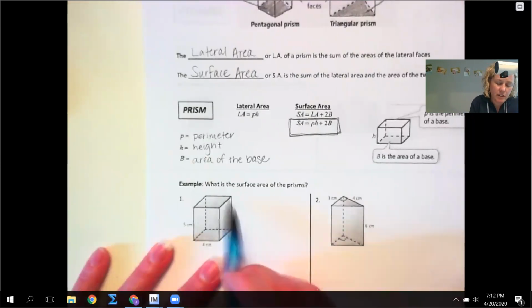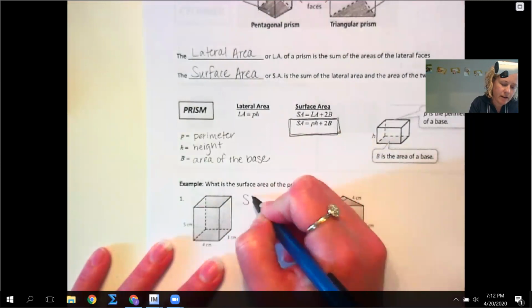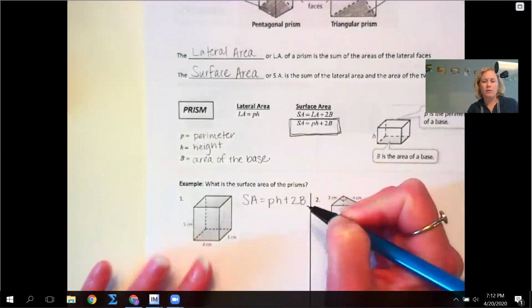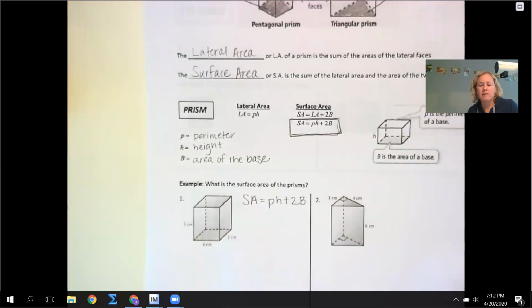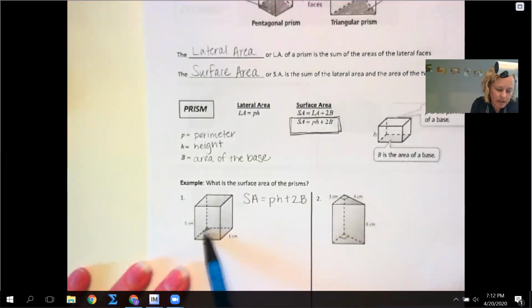So first thing I'm gonna do, it says, what is the surface area of the prism? The first thing I'm gonna do is write down my surface area formula. Surface area equals PH plus 2B, okay? Most of that is pretty easy. The only hard part is the capital B. Again, you have to remember that's area of the base. So let's highlight our bases.